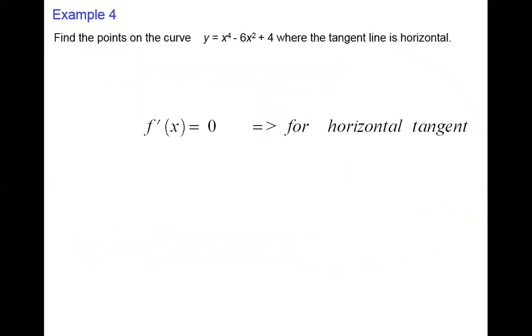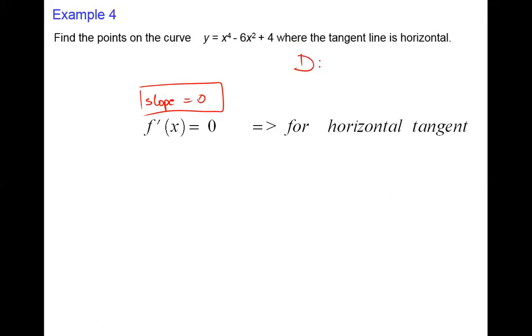That means we know that horizontal lines have a slope of 0. Slope in terms of calculus is the derivative. Slope 0. Okay, that's the concept. That means let's find the derivative of the function. x to the power of 4 is 4x cubed. Negative 6x squared will be negative 12x, and plus 0.